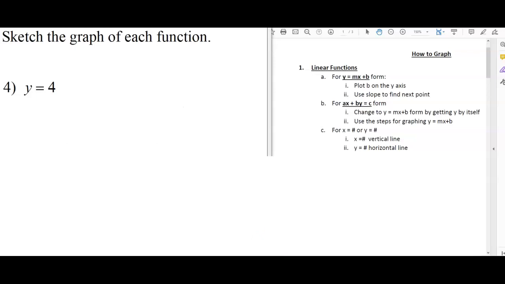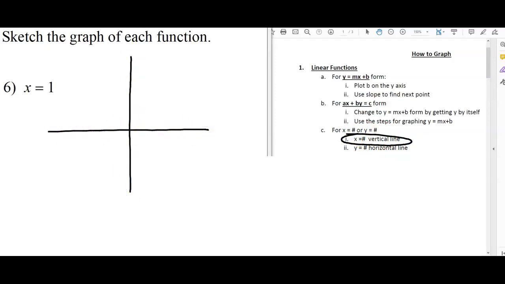All right, let's go ahead and move on to our next set. This one is going to be like this situation here. And so for that one, we're going to draw a vertical line. So we go over 1 on the x-axis and draw a vertical line. And that's it for that one. Let's move on to our next one.